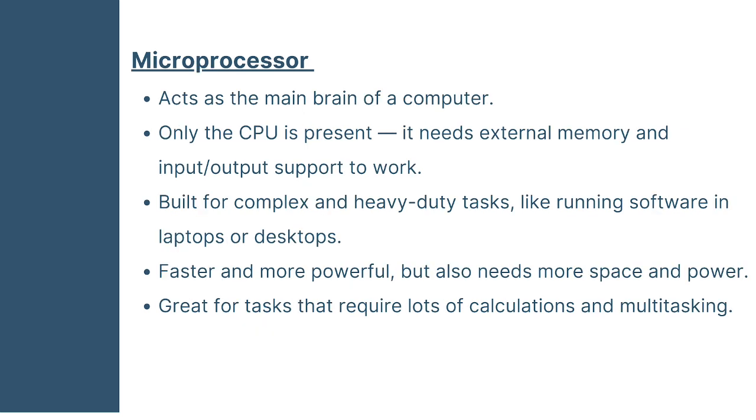On the other hand, we have a microprocessor. A microprocessor acts as the main brain of a computer. Only the CPU is present. It needs external memory and input-output support to work. Built for complex, heavy-duty tasks like running software in laptops or desktops, it is faster and more powerful, but also needs more space and power, great for tasks that require lots of calculation and multitasking.